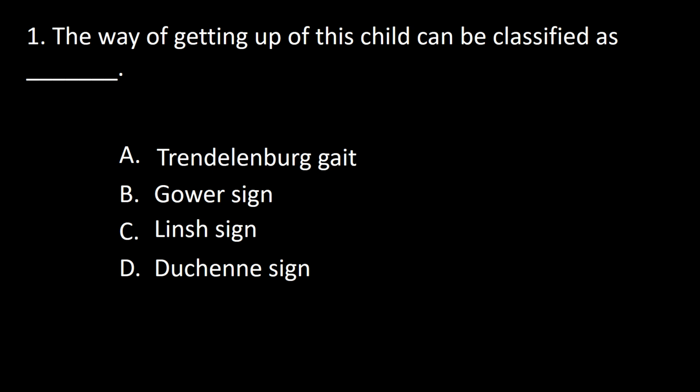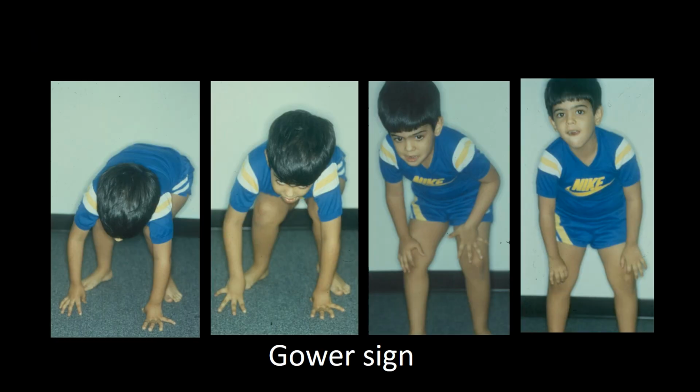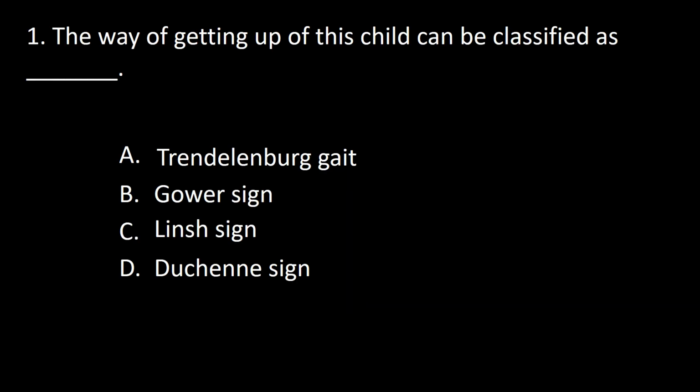So the first question is, the way of getting up of this child can be classified as dash. A. Trendelenburg gait. B. Gower sign. C. Lynch sign. D. Duchenne sign. You can see in this frame that the patient fights gravity with his arms. This maneuver is called Gower sign. So the answer to this question is B.